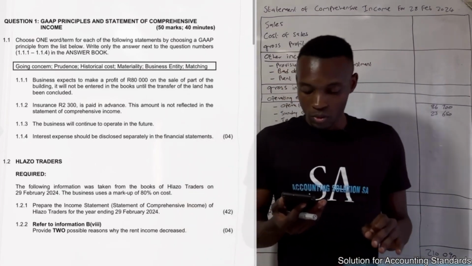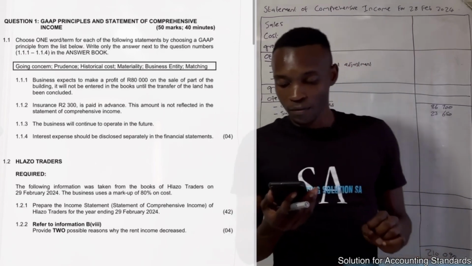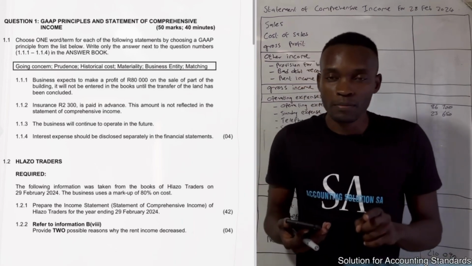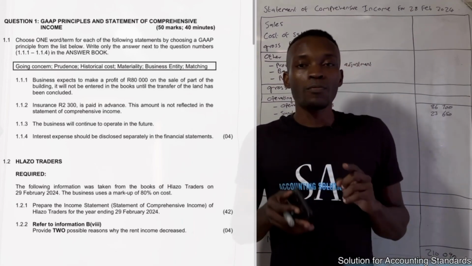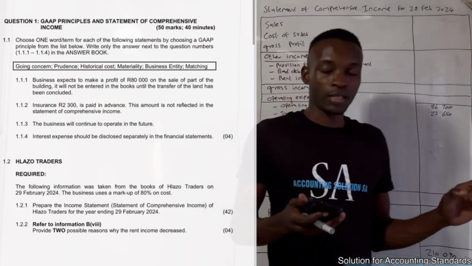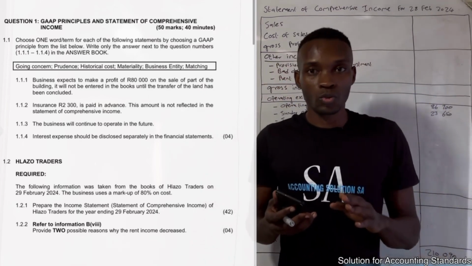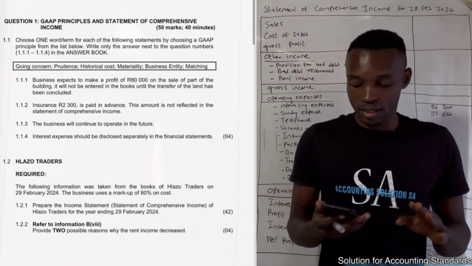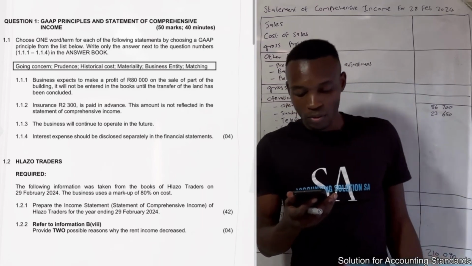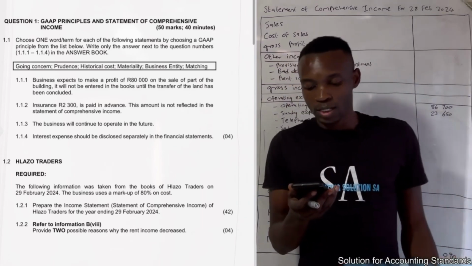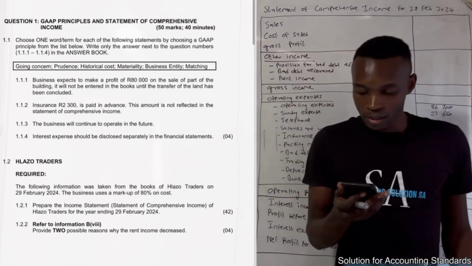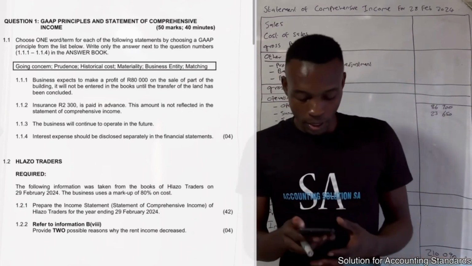Okay, choose one word from each of the following statements by choosing the GAAP principle. The reason why we're starting with the GAAP principle, guys, remember I said when you prepare an income statement you have to follow a GAAP principle. Okay, there are some GAAP principles that I want to introduce to you so that it's going to be easy. All right, we are given number one, going concern, prudence, historical cost, materiality, business entity, and the matching concept.